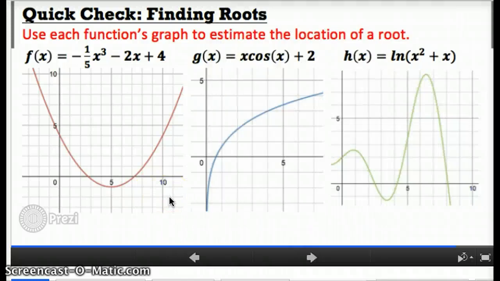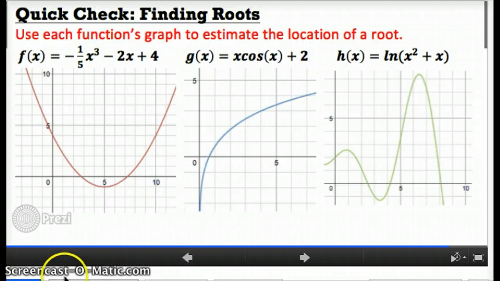And Newton didn't have Desmos, didn't have a graphing calculator to create the graphs. But since you do, can you think of a way to use the graphs to figure out what the roots are? Right, we could just read them off. So go ahead, can you tell me approximately what do you think the roots are of f of x, g of x, and h of x?